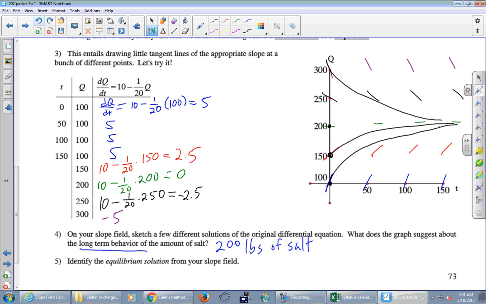Is that the only way, theoretically at least? Yeah. In theory, we never get to exactly 200. We'll get as close as you could imagine, but never exactly there.